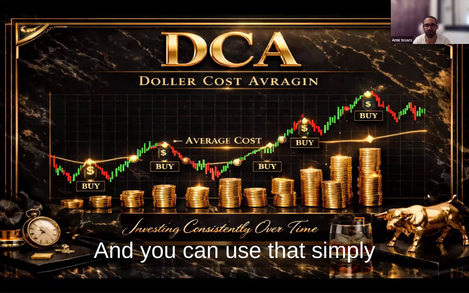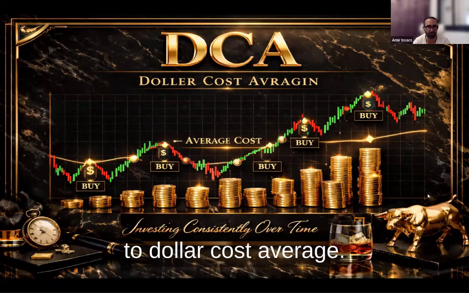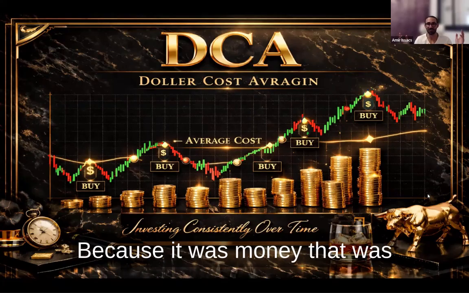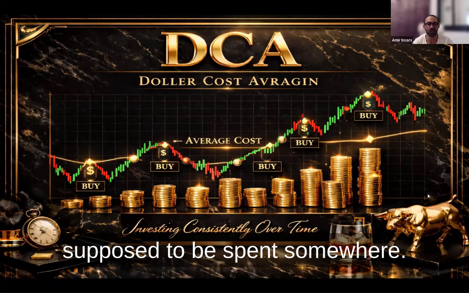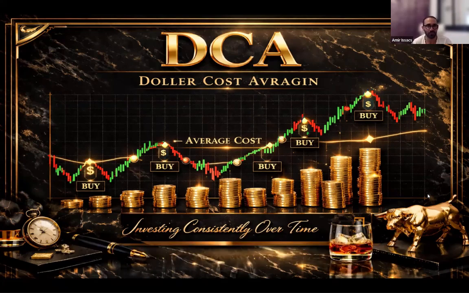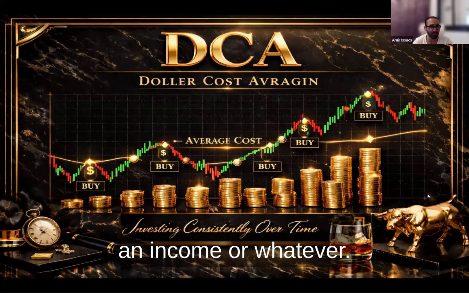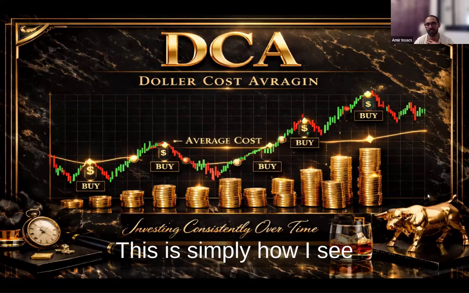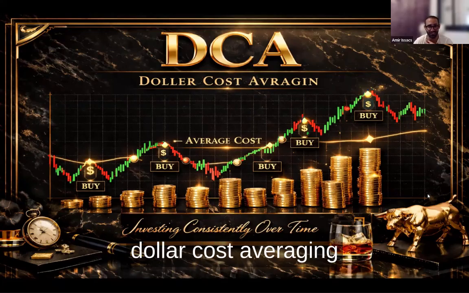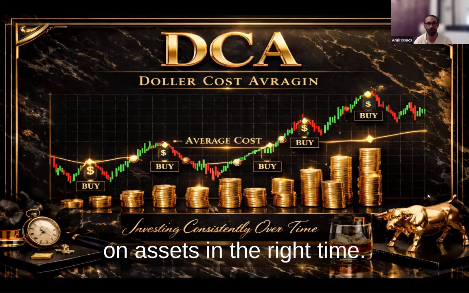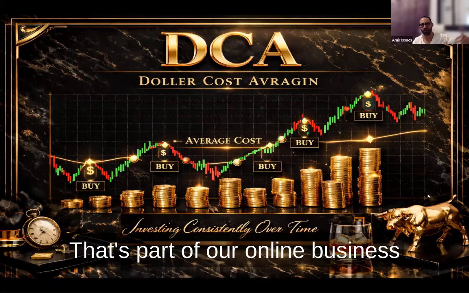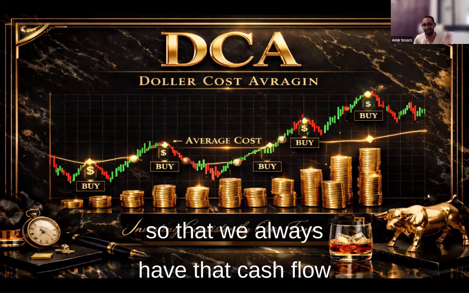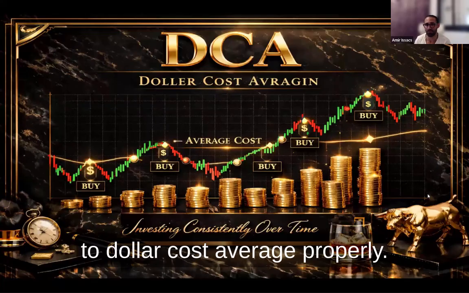And you can use that simply to dollar cost average. That way, in your mind, there's no risk at all, right? Because it was money that was supposed to be spent somewhere. So every time you get an income or whatever, and again, this is not financial advice, this is simply how I see things and how I like doing dollar cost averaging on assets at the right time. So we create cash flows, right? That's part of our online business vision, to create all these cash flows so that we always have that cash flow to dollar cost average properly.